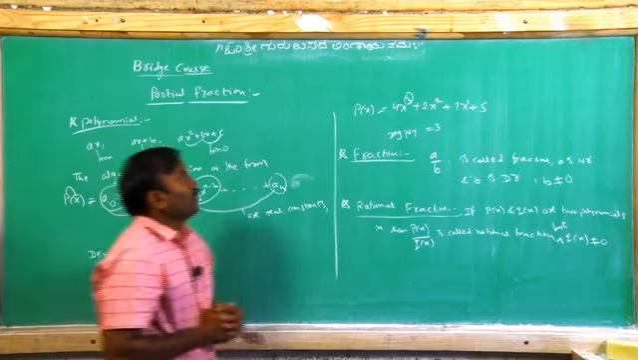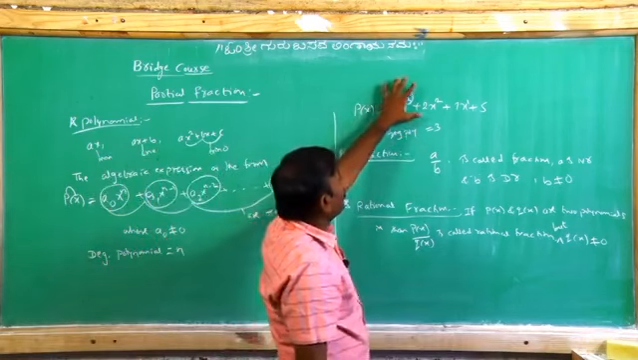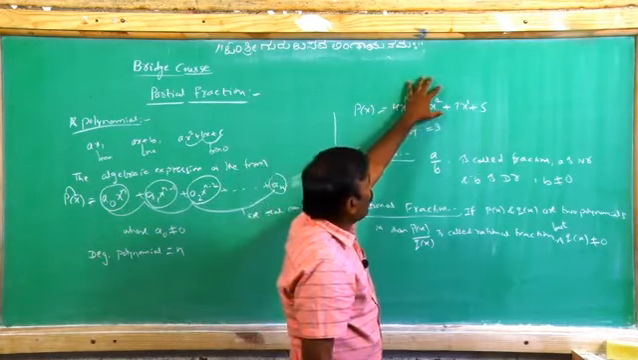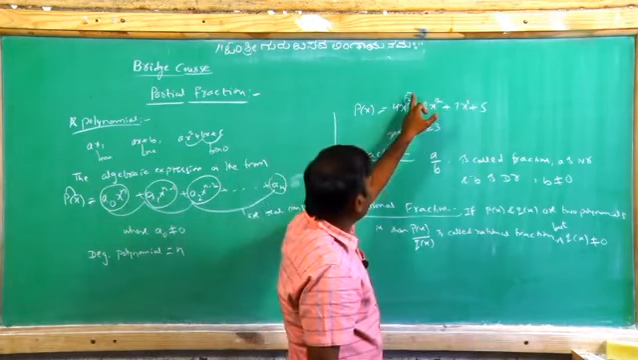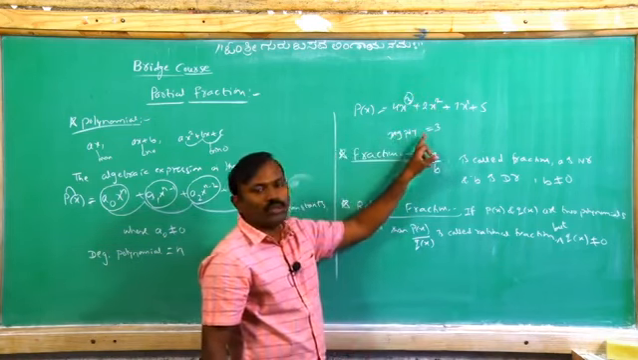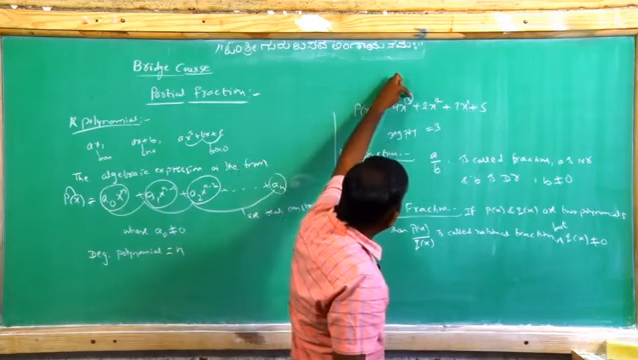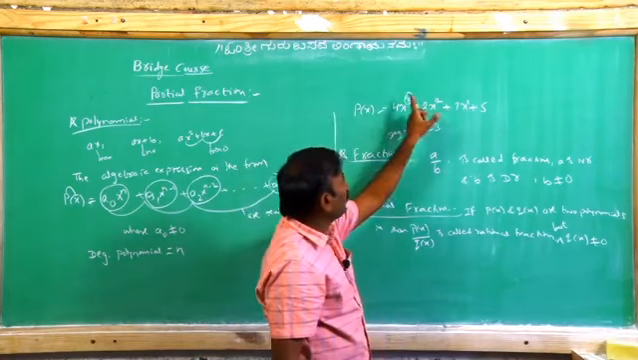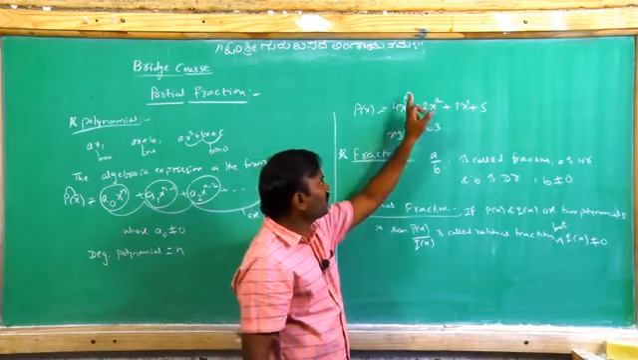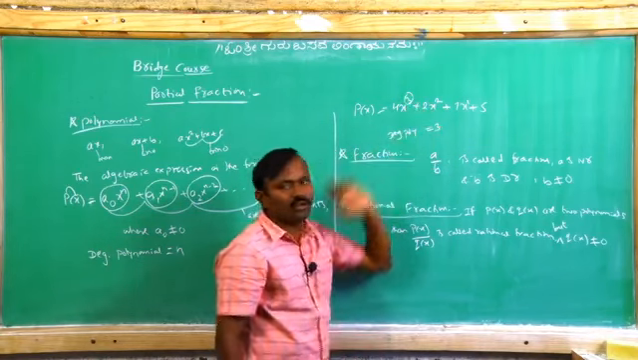Okay. Now take one example. This is a polynomial in terms of x. In this polynomial the highest power of x is 3, so the degree of the polynomial is 3. Degree of polynomial means the highest power of x that exists in the expression. The highest power of x is 3, so 3 is the degree of the polynomial.